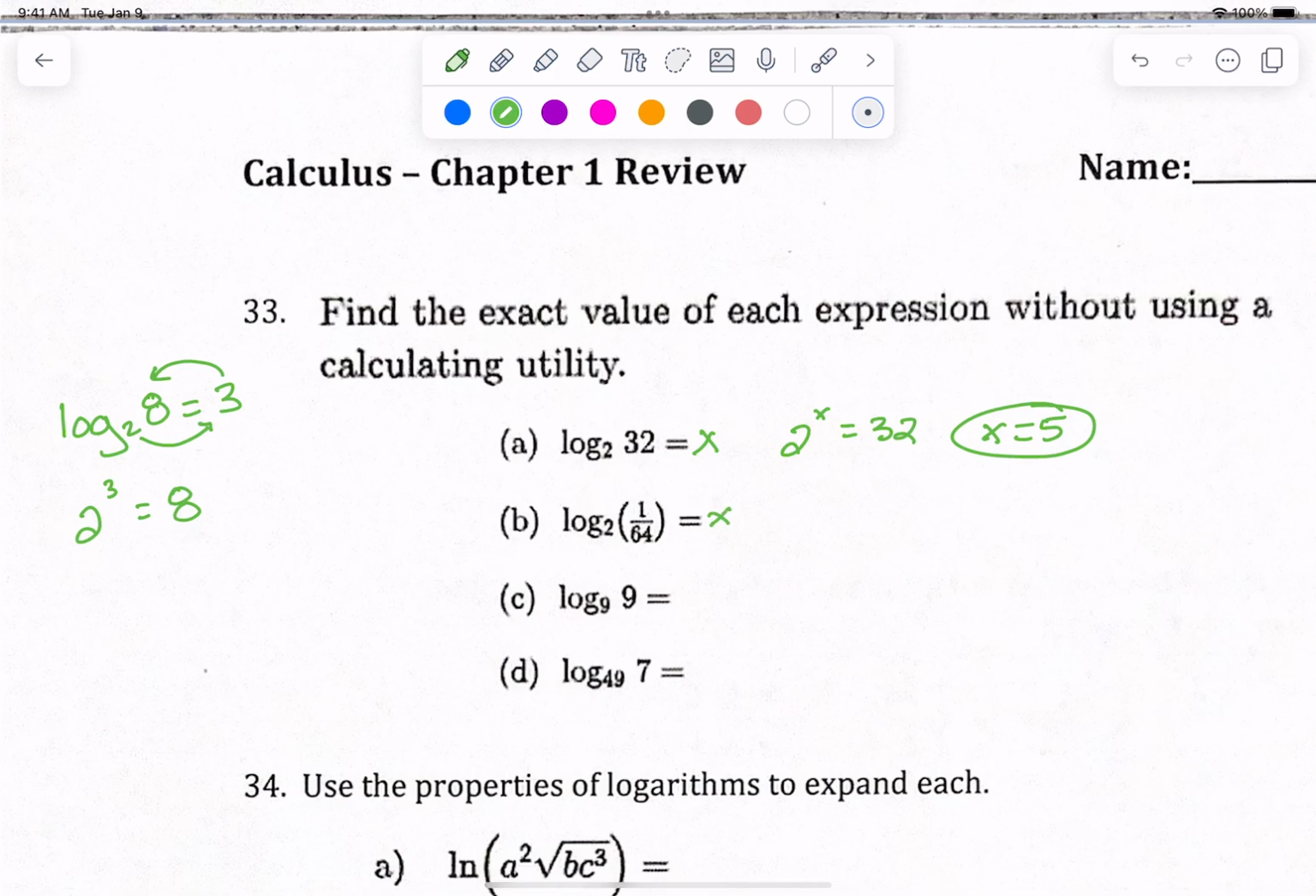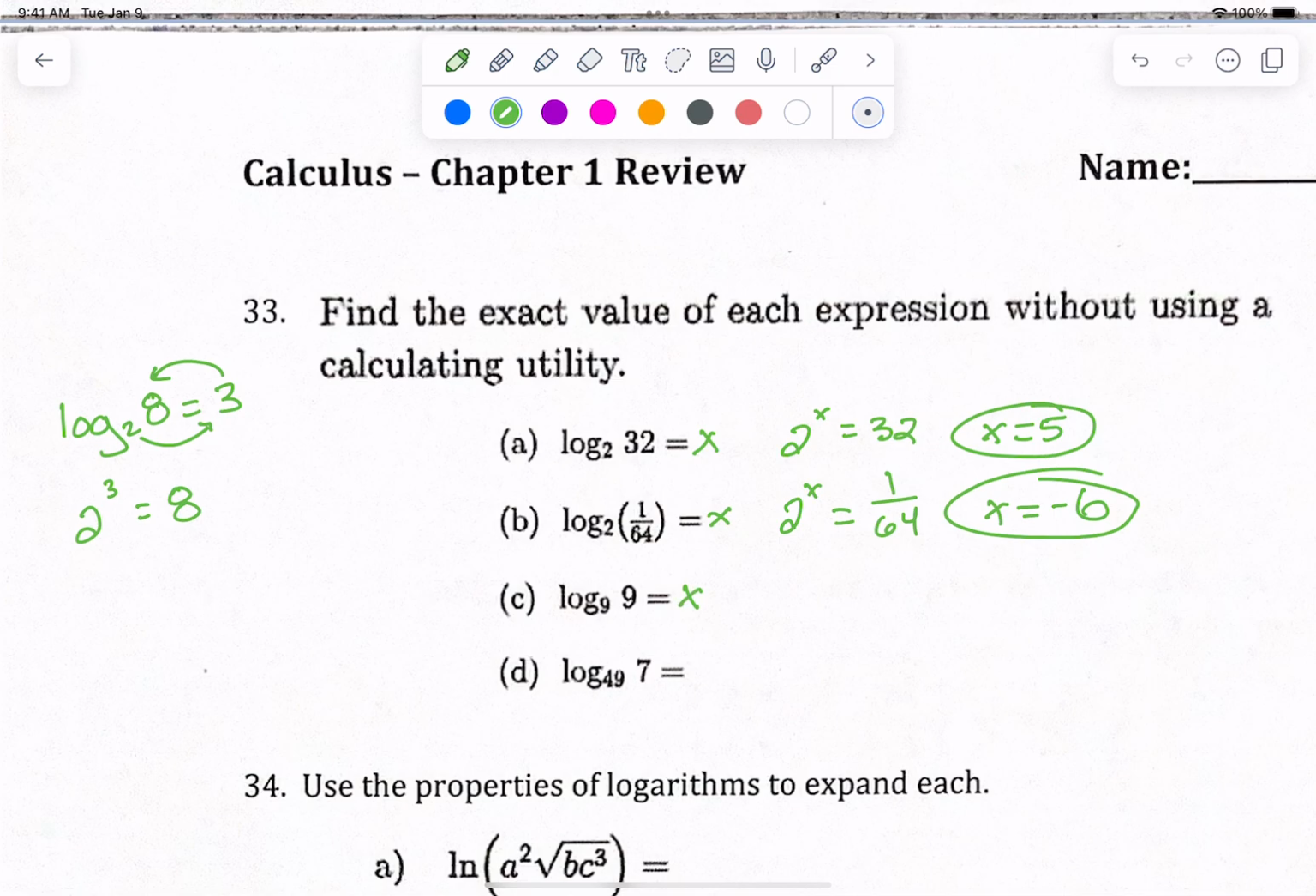Okay, if I say this guy equals X, this means 2 to what power gives me 1 over 64. Let's just talk about 64. How do I get from 2 to 64? To the 6th power. How do I get 1 over 64? To the negative 6th power. So X equals negative 6. Does that make sense? A negative power will make it a fraction.